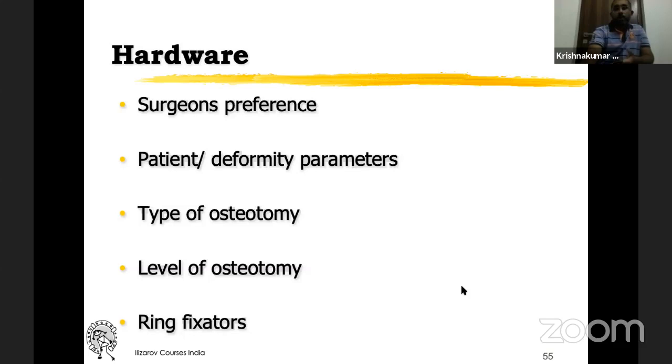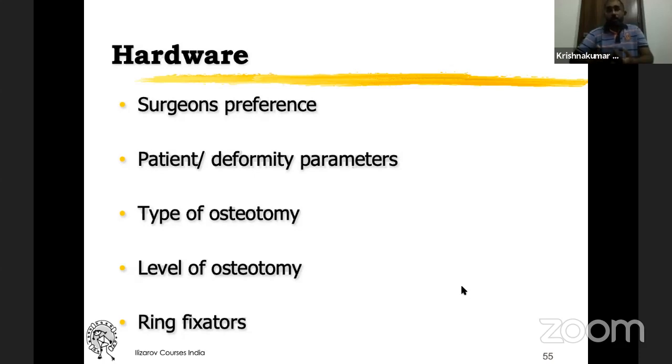The choice of hardware is a surgeon's preference. There are many of us doing Ilizarov ring fixator. Ilizarov is our personal choice, but we never recommend people to do Ilizarov for every case. Ilizarov definitely has its own place in deformity correction surgery, but if you are not comfortable with Ilizarov, you can use plates or nails, whatever you are comfortable with, but do it in the proper way.